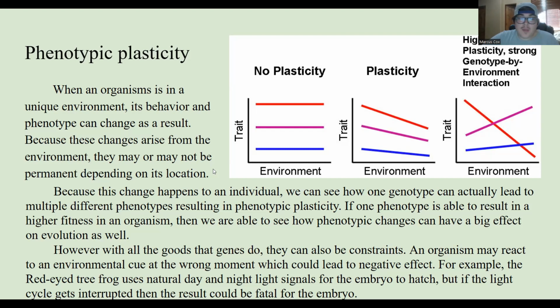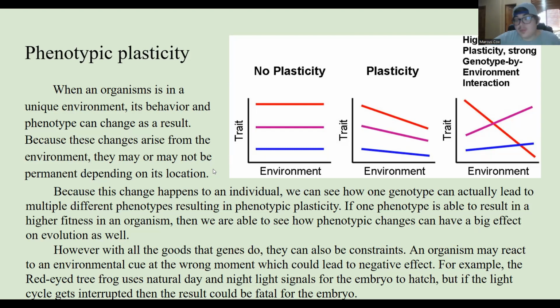And because this change happens in one individual, you can see how one genotype can lead to multiple different phenotypes, because it's one organism producing multiple different phenotypes. If one phenotype is able to result in higher fitness, then we can see how phenotypic changes can have a big effect on evolution as well, right?